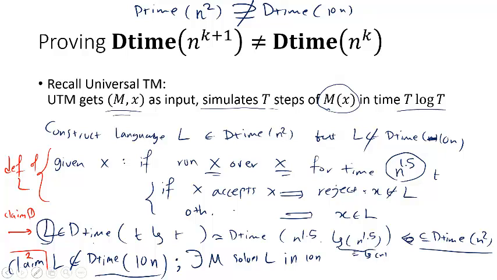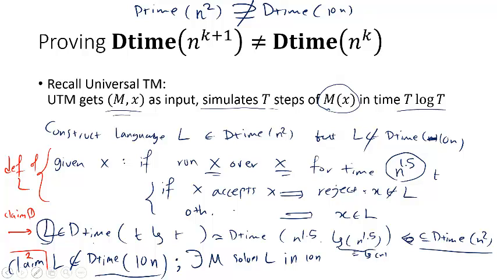You see why. The fact that this number is smaller than n squared makes this problem rather easy. Because this is n to the 1.5, I can use the universal Turing machine to run this code that I just wrote here to decide the language in time n squared.